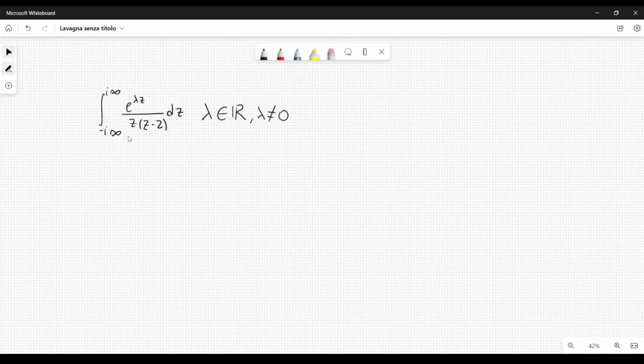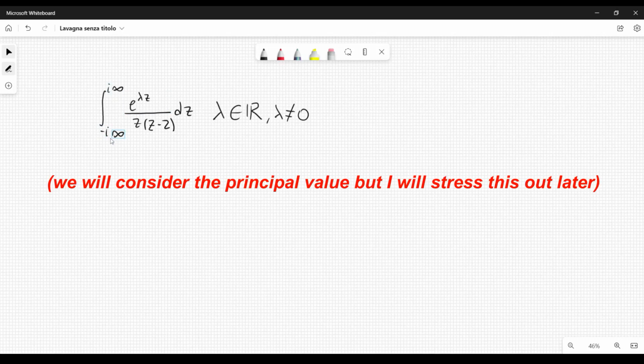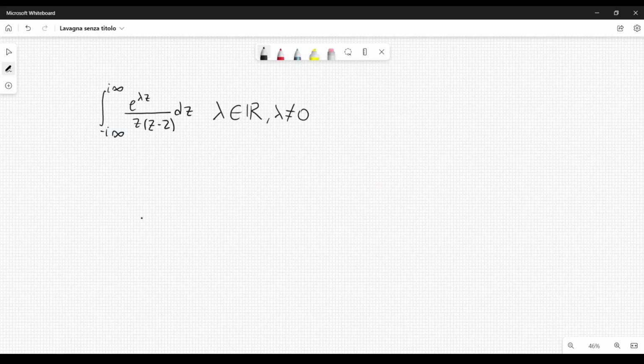We want to calculate the following integral from minus i infinity to i infinity. So what do I mean by i infinity? It means that the contour of integration is the imaginary axis, so we are integrating over the vertical line. And we have to be careful here because this integrand contains a pole at z equal to 0.